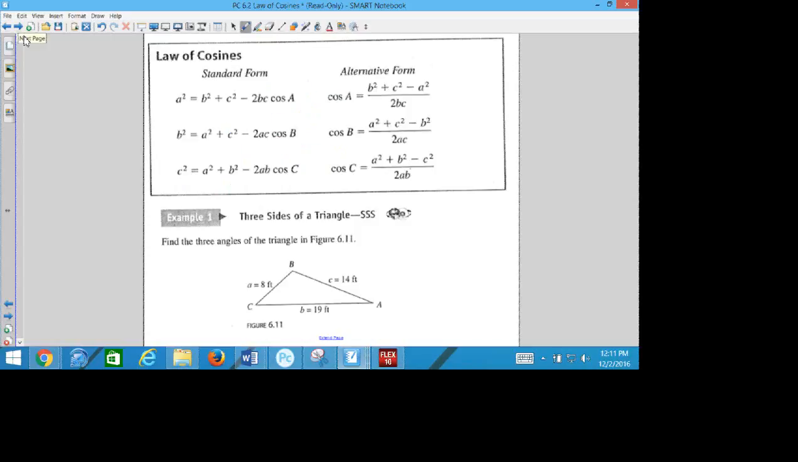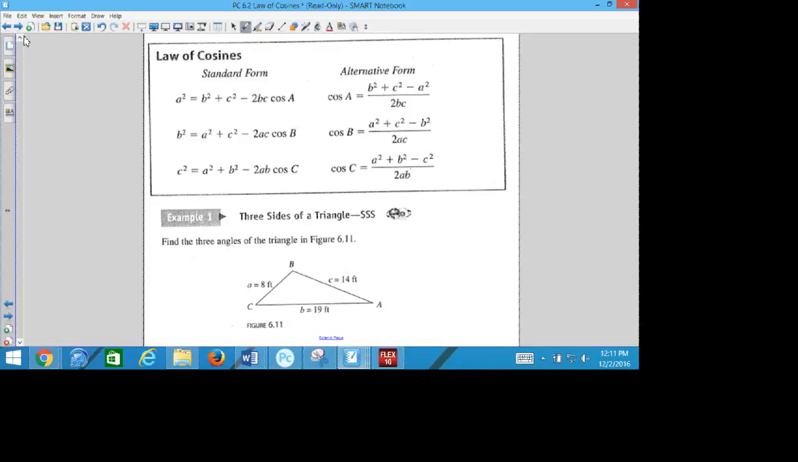For law of cosines, there are 2 different situations, but one case would be that you had all 3 sides, so you didn't know any of the angles. If you have all 3 sides and you don't know any of the angles, you can find all of the angles by using law of cosines.